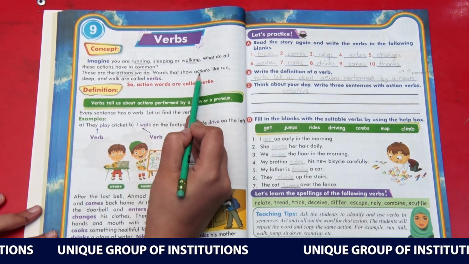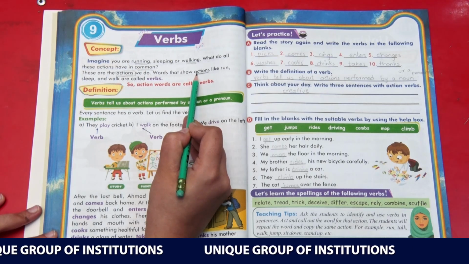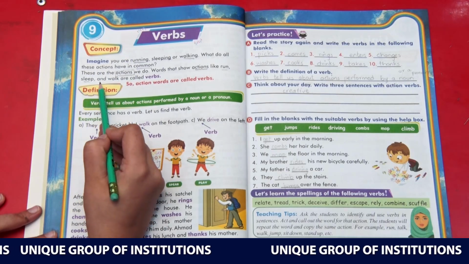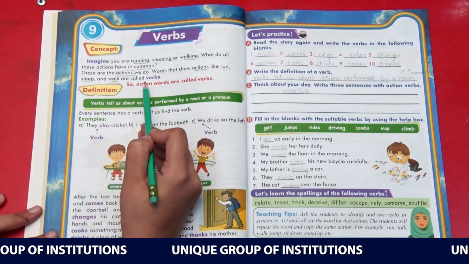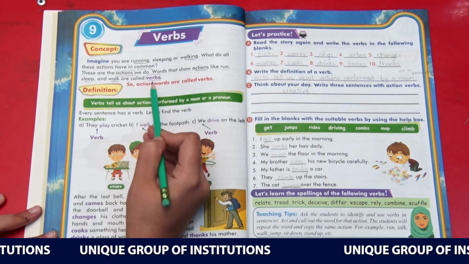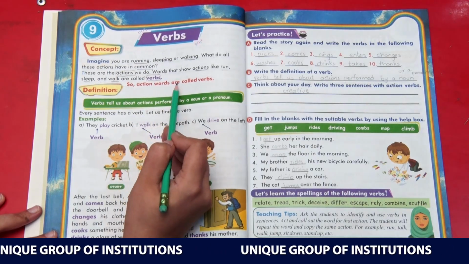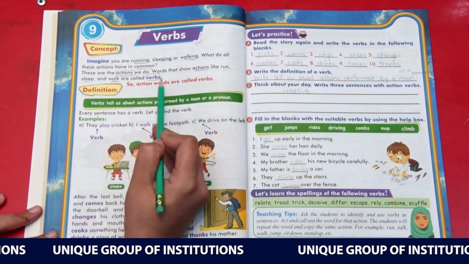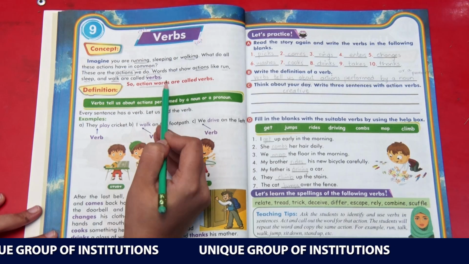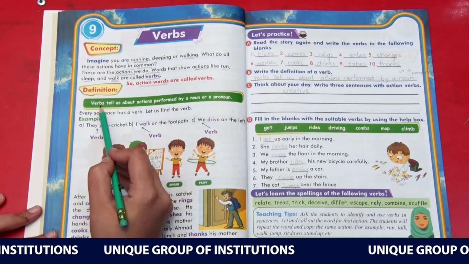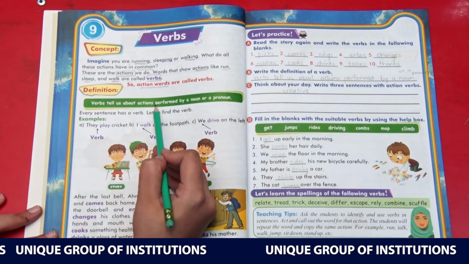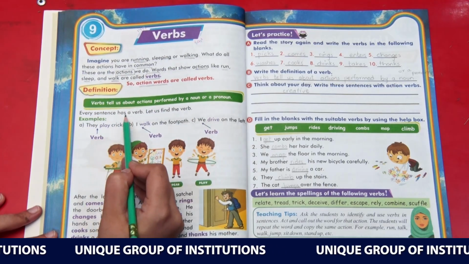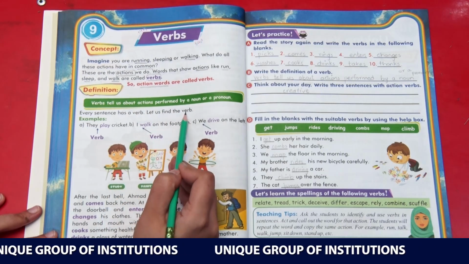Words that show actions, the words that make us show some action, like run, sleep and walk, are called verbs. These are called verbs. So action words are called verbs. As I told you in my introduction, verbs are called action words. Definition of verb: verbs tell us about action performed by a noun or a pronoun. Every sentence has a verb. Let us find the verb.